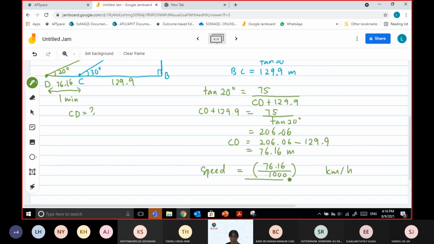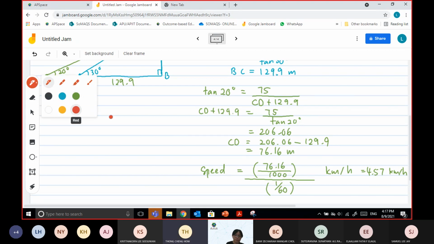So this is for the distance. And then the duration, 1 minute, right? So you need it in the hour. So 1/60, because 1 hour is 60 minutes. Then you calculate to get the speed, which is 4.57 km per hour. Is that okay? Clear? Okay, this part convert to km, this part convert to hour. So next.